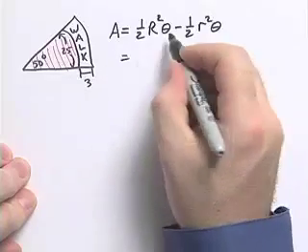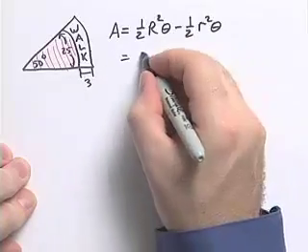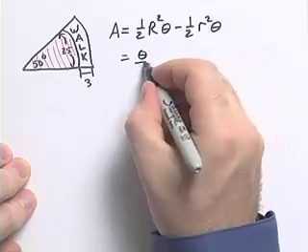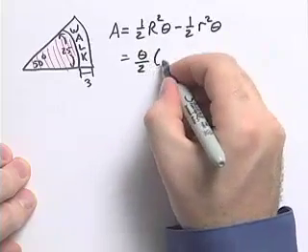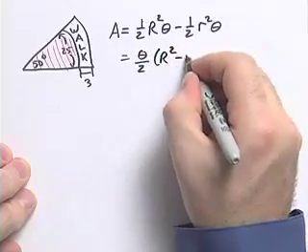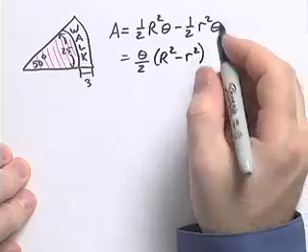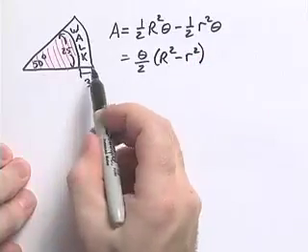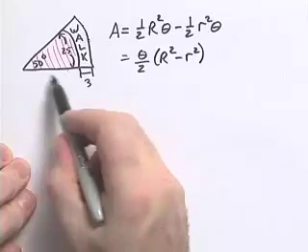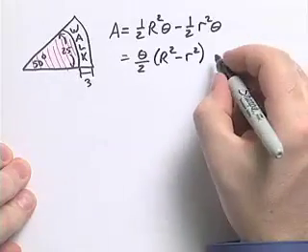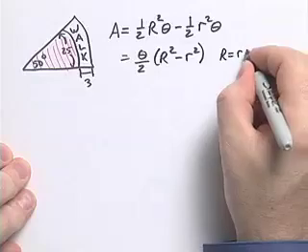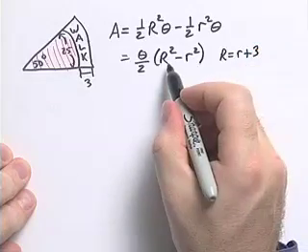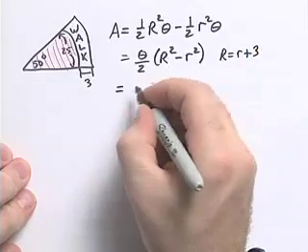We can clean this up by factoring out a theta over 2, because we have a half theta in both of these terms. So we get theta over 2 times big R squared minus little r squared. We see that the larger radius, the radius of the large sector, will be 3 feet longer than the small radius. That is, capital R is equal to little r plus 3. We can substitute that into our equation.